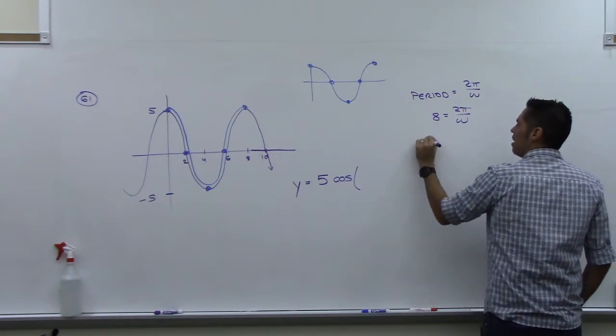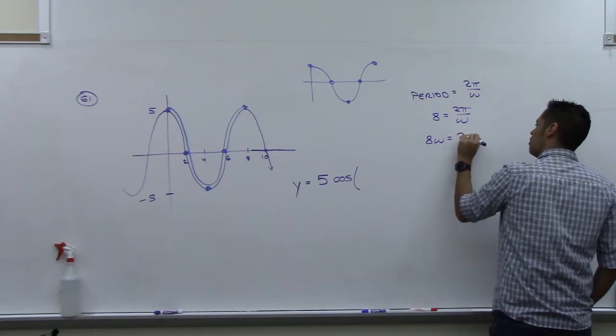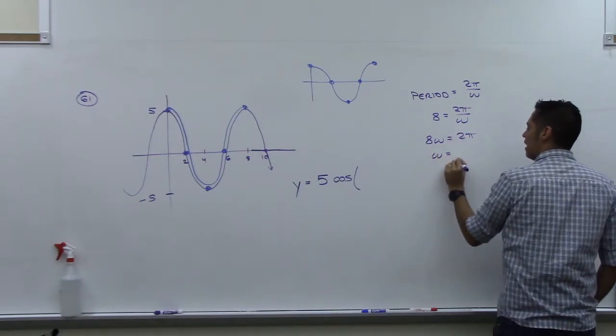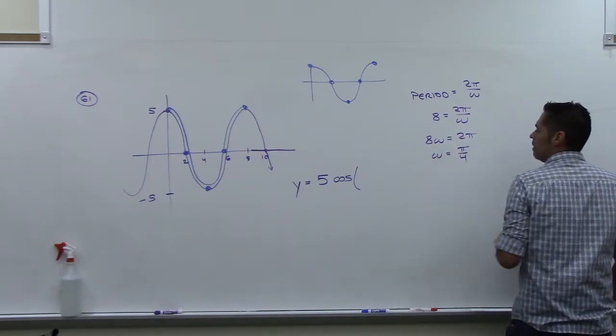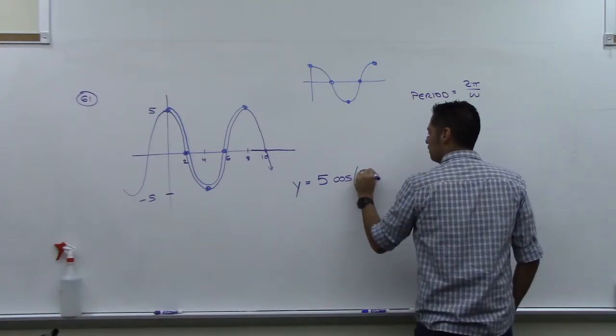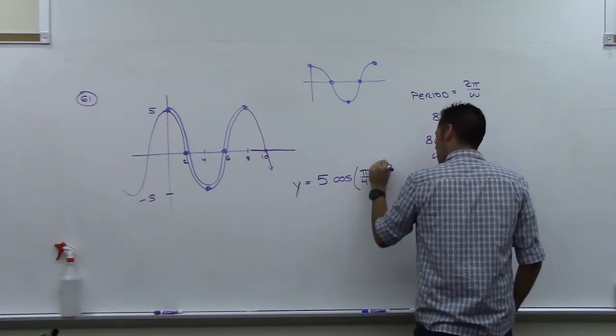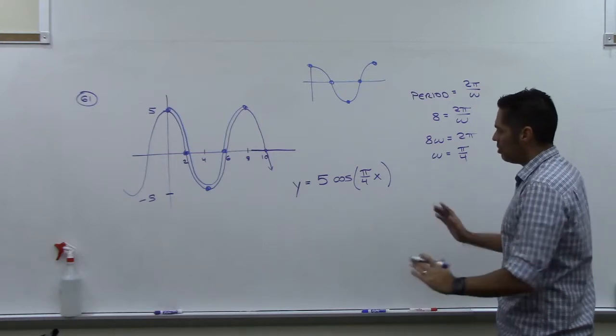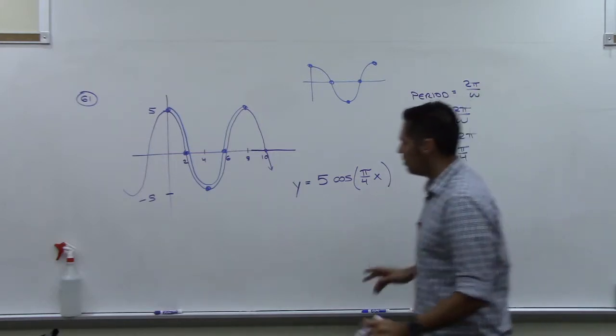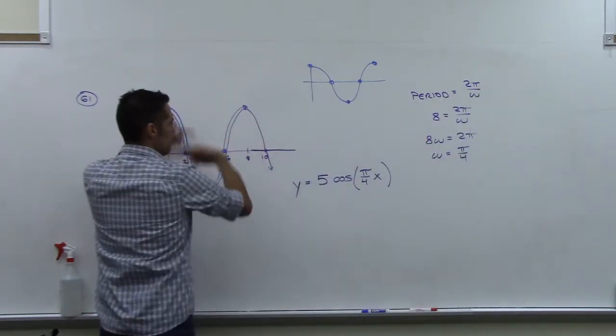And then multiplying both sides by omega, I get 8 omega equals 2 pi. And then dividing both sides by 8, I get omega is pi over 4. So if I put pi over 4 here, x, this should take care of it. Let's just double check. The only thing I'm concerned about is was it flipped over maybe?